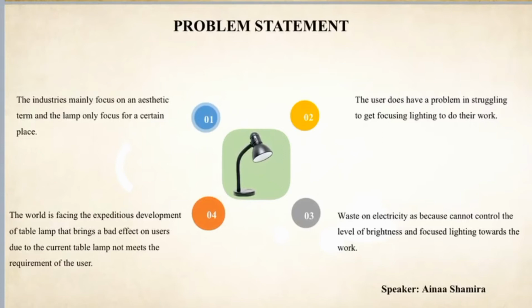The third one is that the current table lamp wastes electricity because its level of brightness cannot be controlled. The fourth one is that the current table lamp does not meet the requirements of the user, because the world is facing expeditious development of table lamps.